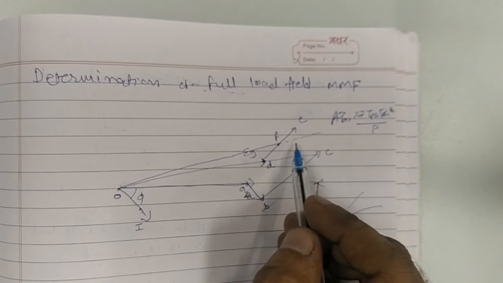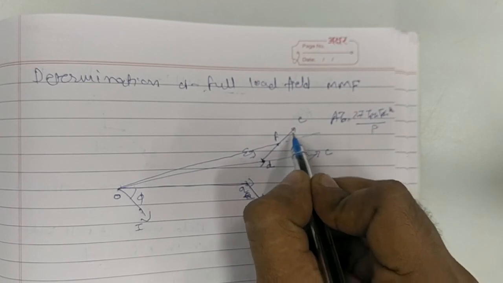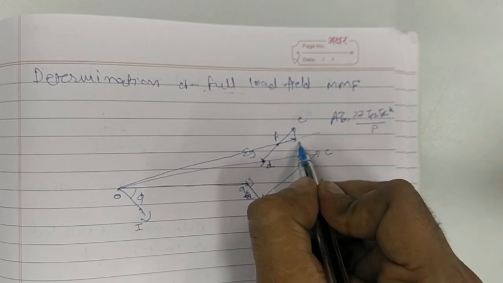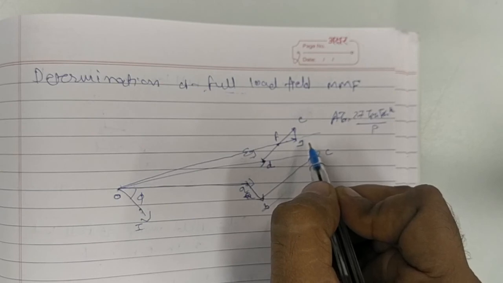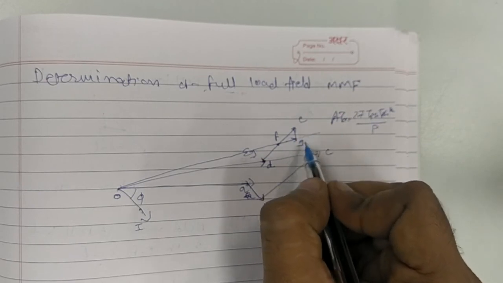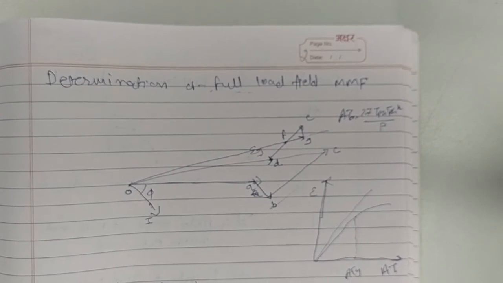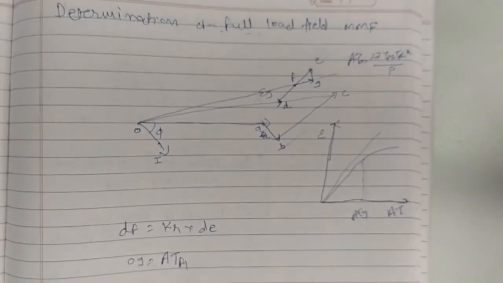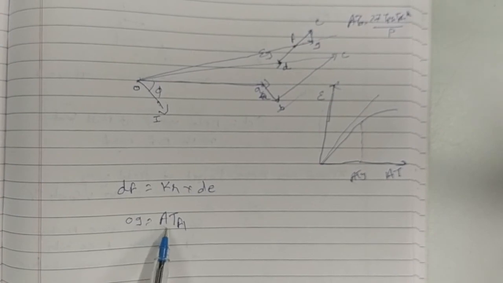We have to extend this line and drop one perpendicular from E to this line like this. We can extend these also, one perpendicular. Let us say this is the point G. So now we have one triangle, we have the line EG and we have OG, where OG is the ampere turn at full load. This is going to be my ampere turn for full load MMF.